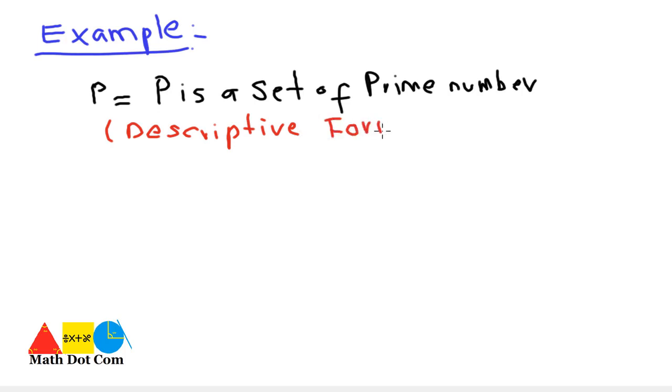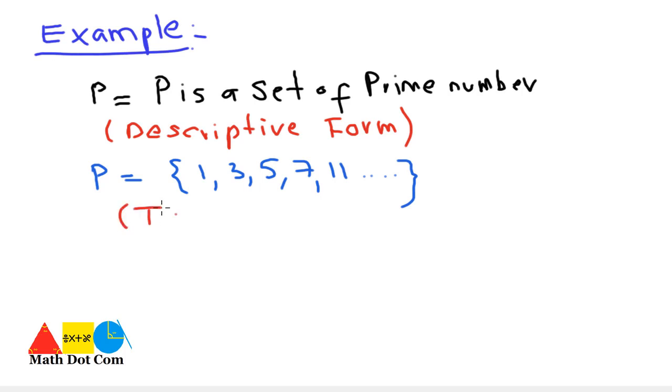Now, if I want to write it in the tabular form, how can I write that? It will be written as P is equal to 1, 3, 5, 7, 11, and so on. This is the tabular form of the set P.